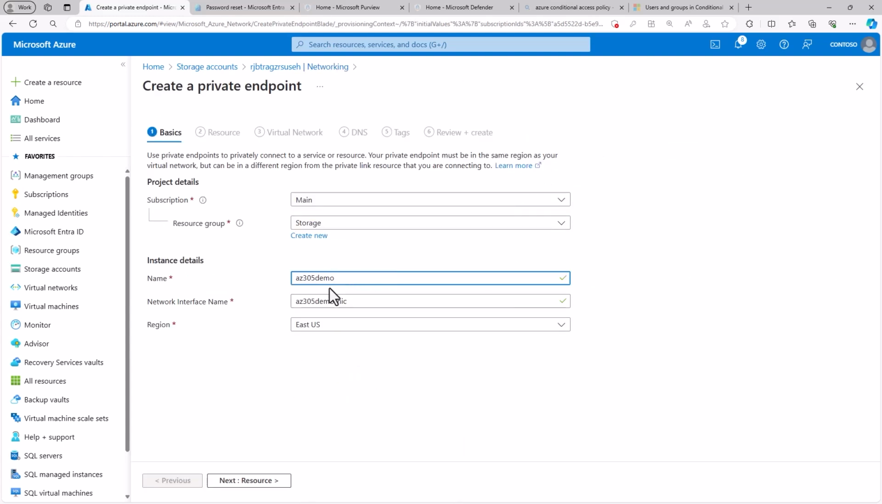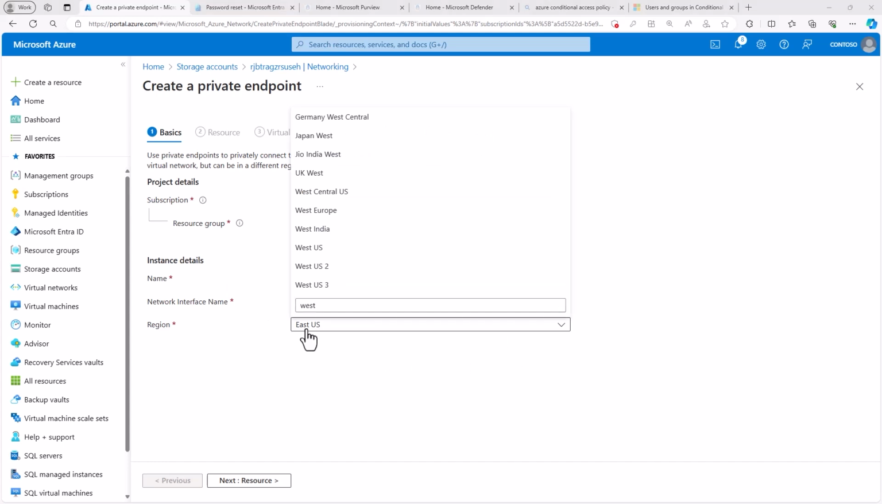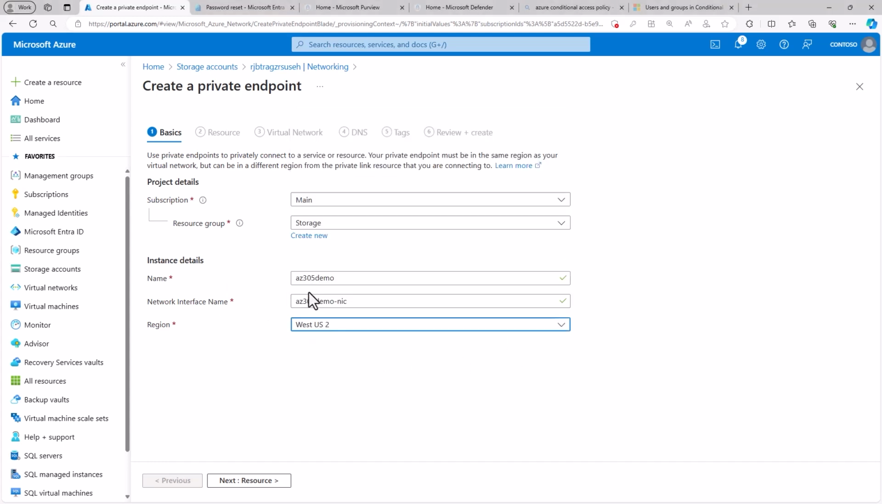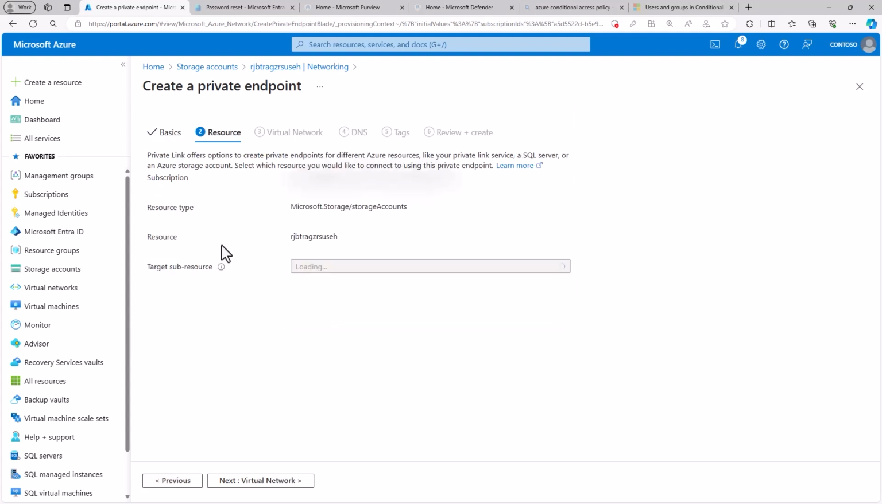I'm going to call it AZ-305 demo. It's going to have a network card of that name. And where do I want to deploy this network card? I want to place this network card in West US 2, which was the region my 000 VNet was created in. We saw that we had a variety of services available in this storage account, and whether it be blob storage, table storage, queue storage, I'll take blob storage that I want to make available to that network.